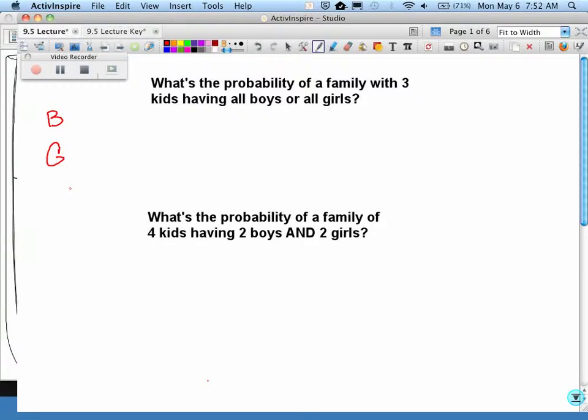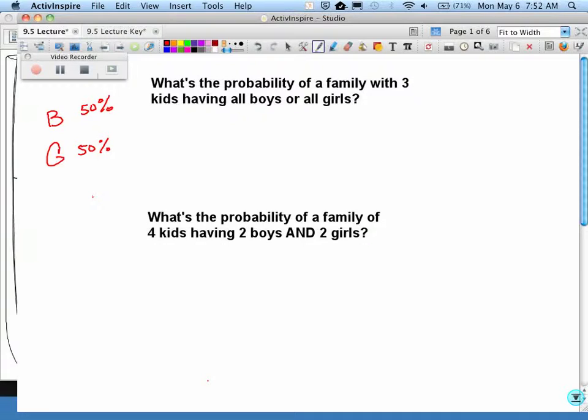Probability of having a boy would be what? 50%. Girls, 50%. So the decimal we'd use in this problem is 0.5, right? Okay. If we have 0 kids, we can't talk about the problem at all. If I have 1 kid, how are you going to figure out the probability? 50% for the boy, 50% for the girl, right?